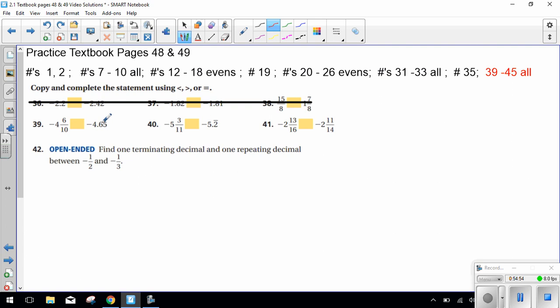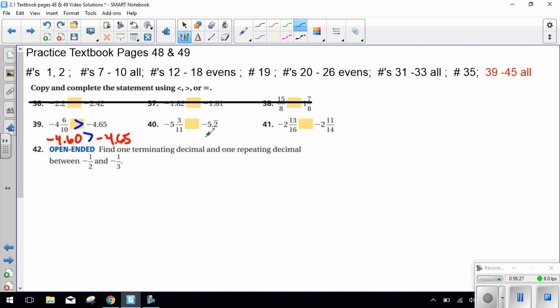So I have 1 decimal, 1 fraction. So I have 2 options. Try to find a common denominator or just make this guy a decimal. So I know 6/10 is 0.6, so negative 4.6. I'm going to add a 0, compare it to negative 4.65. Who is closer to 0 is the bigger number. This guy is closer to 0, so my answer is greater than.